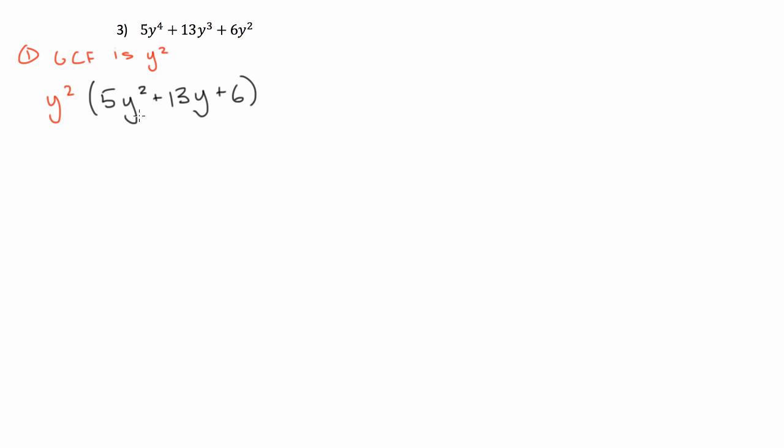And what that means is now I pretty much just have to deal with this part of the problem. I have to remember to put this y squared back in at the end, but really I can just deal with what's left after that factorization. So I'm going to find my AC. So step 2, my AC is 5 times 6, so that's 30. Now I need to find those two numbers. I need numbers that multiply to 30 and add to 13.